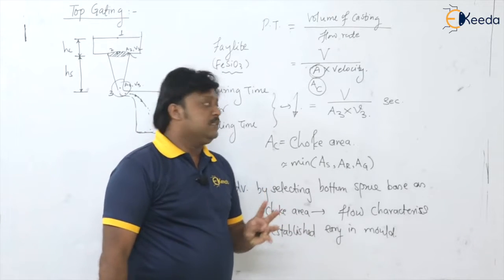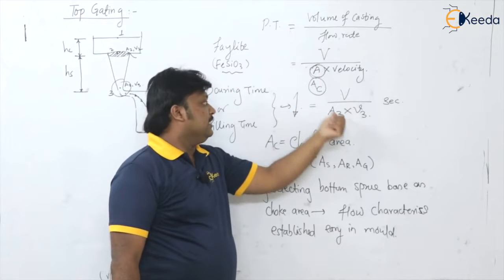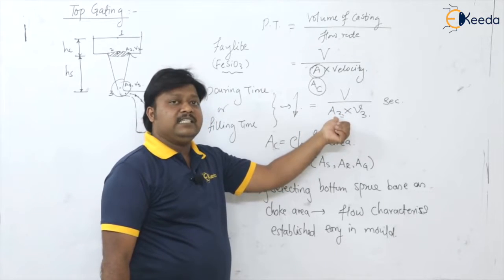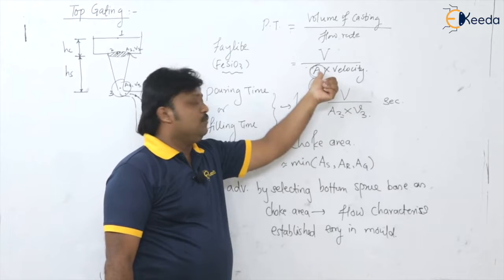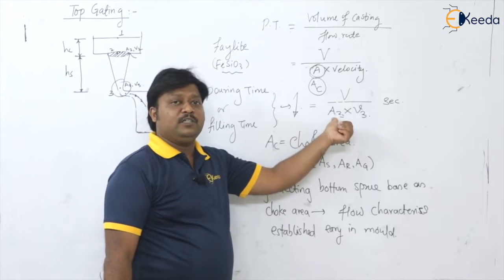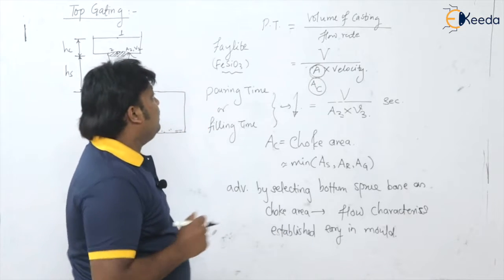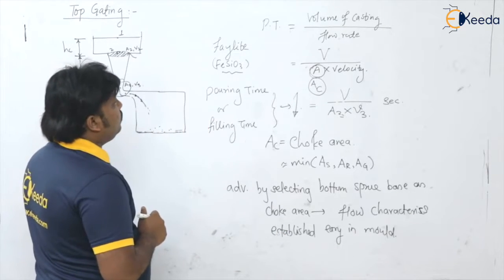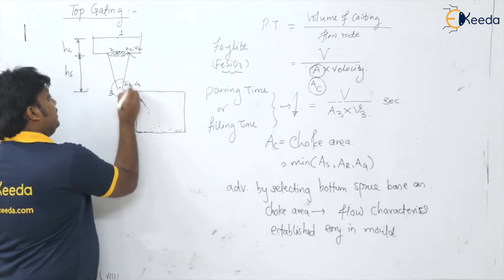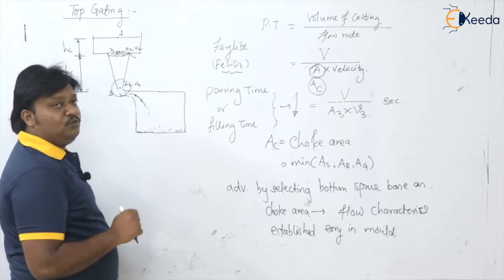Otherwise, please remember that in the flow rate, the area is A3. By default, we are going to take the area here as A3, so there is no need to write about the AC choke area. We have taken this A3 as the choke area by default. So you get the formula for the top gating system. How to calculate the pouring time? The volume of the casting divided by A3, the bottom sprue base area, into V3, the velocity with which it is entering the mold cavity.